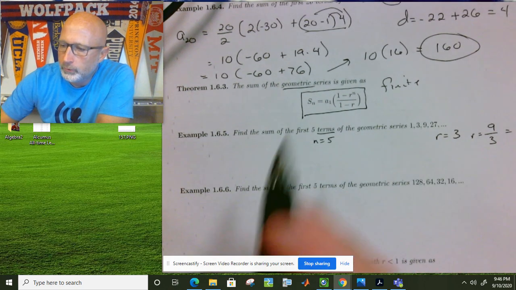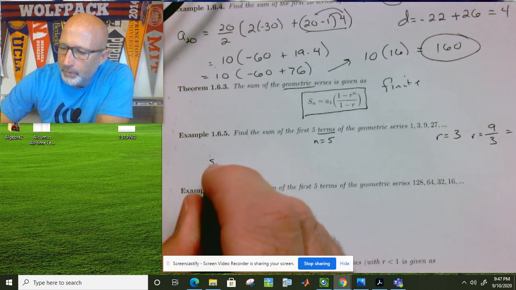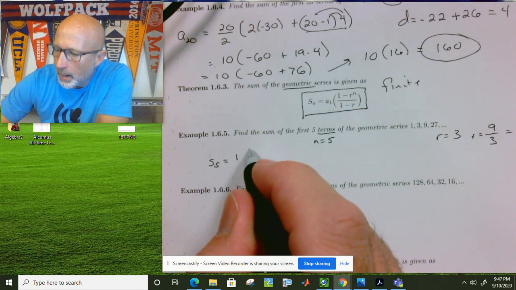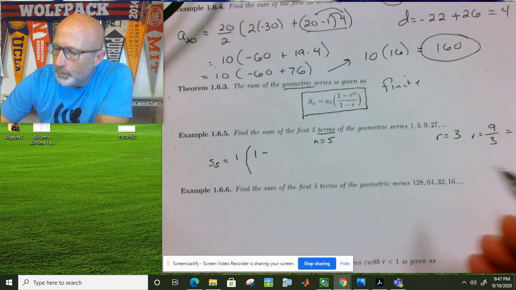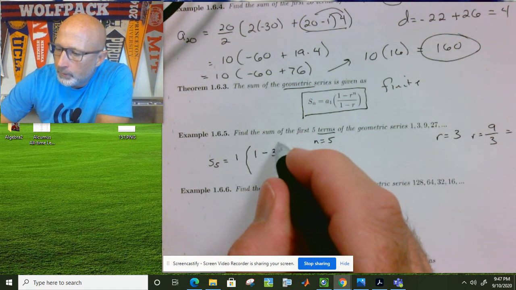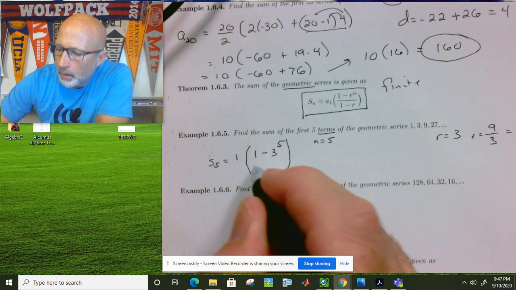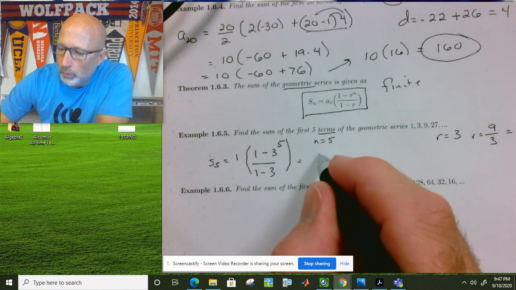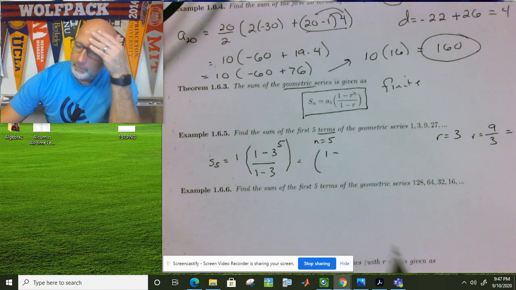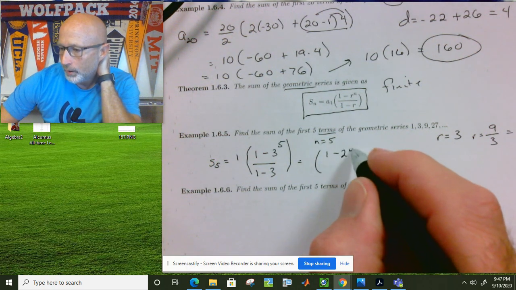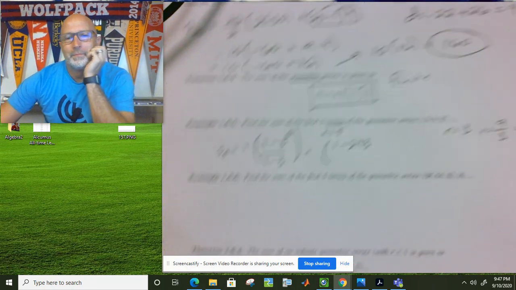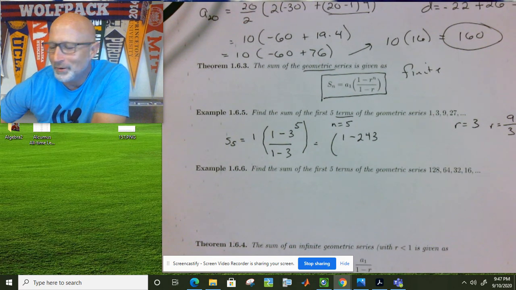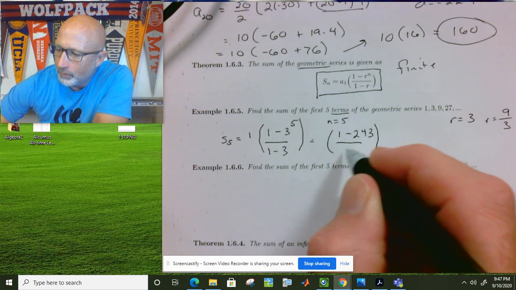Okay, so using this formula, I have the sum of the first 5 terms is equal to a1. a1 is 1 times 1 minus the common ratio, which we said is 3, to the 5th power, all over 1 minus 3. So this is 1 minus 3 to the 5th, which is 243. I've just been doing math a really long time, so I know that. You can do it on your graphing calculator. Okay, and this is all over negative 2.